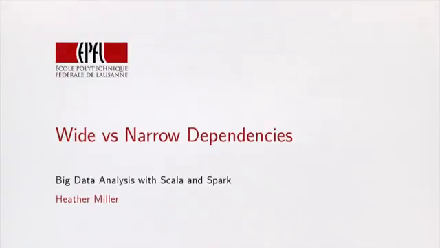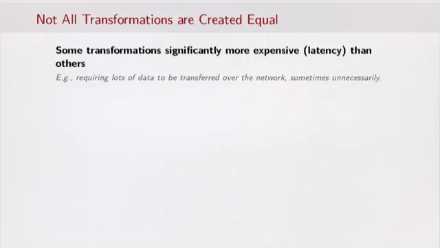In this session, we're going to focus on wide versus narrow dependencies, which dictate relationships between RDDs in graphs of computation, which we'll see has a lot to do with shuffling. A recurring theme lately has been that not all transformations are exactly equal. Some are a lot more expensive in terms of latency than others. For example, some might require lots of data to be transferred over the network, perhaps unnecessarily, so operations that cause a shuffle are an example of this.